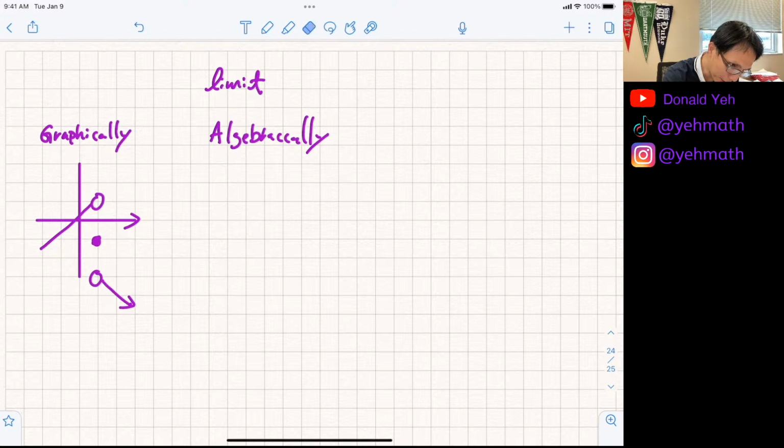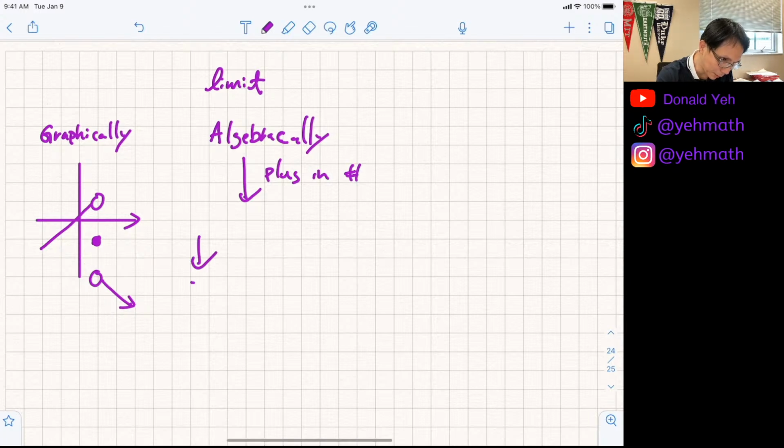Algebraically, you just always plug in the number. And if you get a number, you are done. The number could be like 0 over a number. That's also 0. A lot of people say 0 over a number is infinity. It's not. So if you get a number, you're pretty much done.